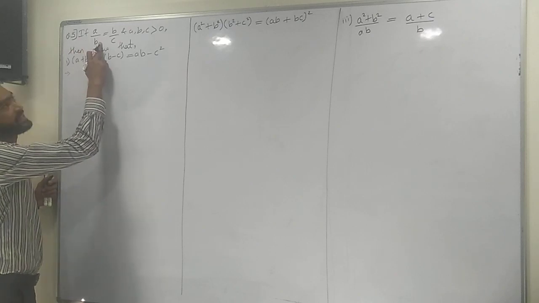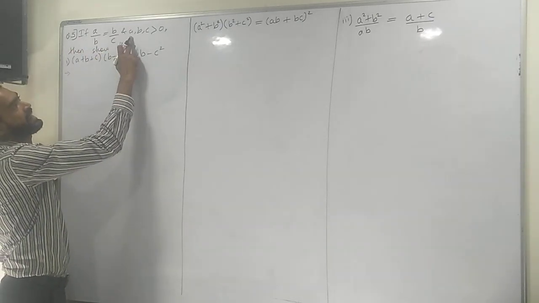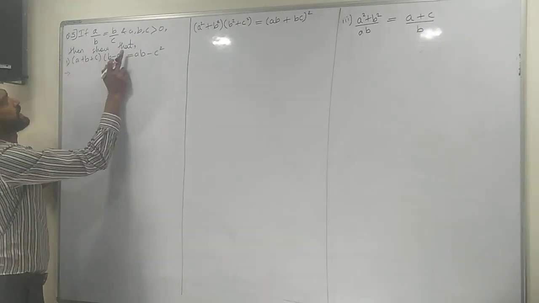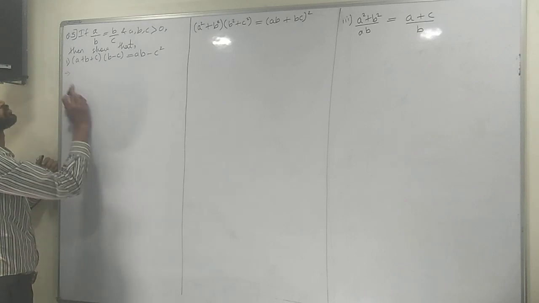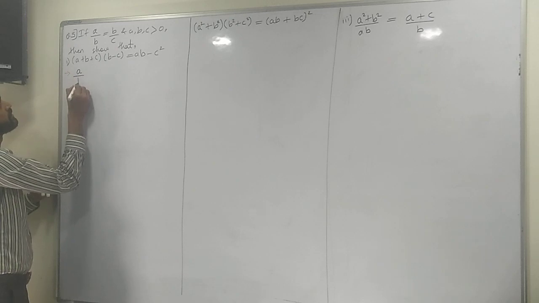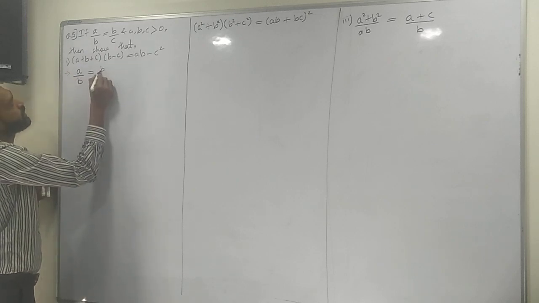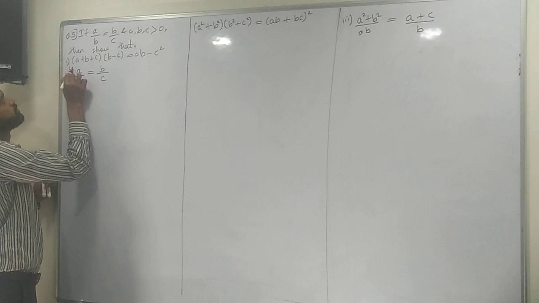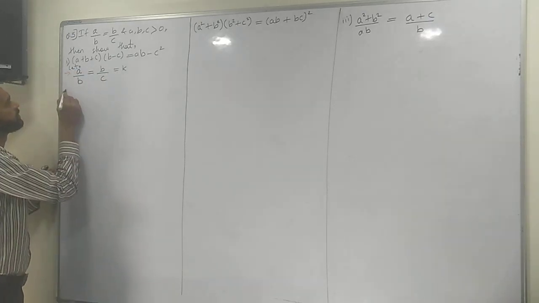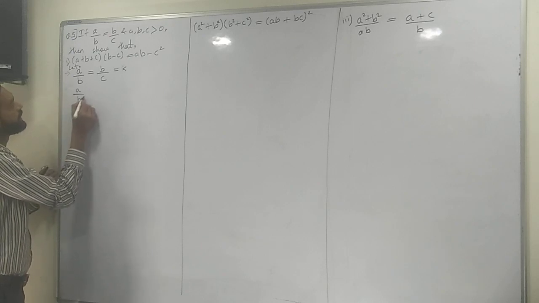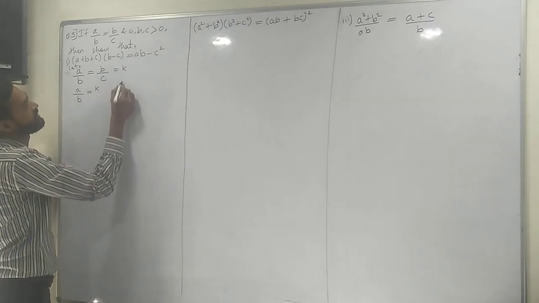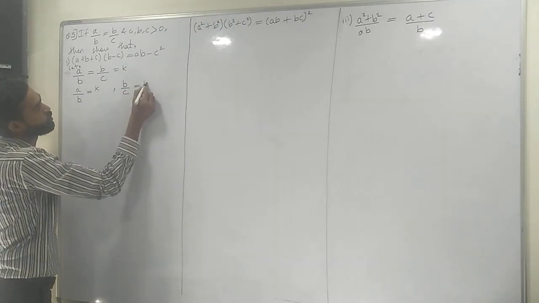If A upon B is equal to B upon C and A, B, C are greater than 0, then show that this, I need to prove. But students, how will we start the solution? What is given? The given is A upon B is equal to B upon C. So we'll assume let each ratio be equal to K. Therefore, A upon B is equal to K. Similarly, B upon C is also equal to K.